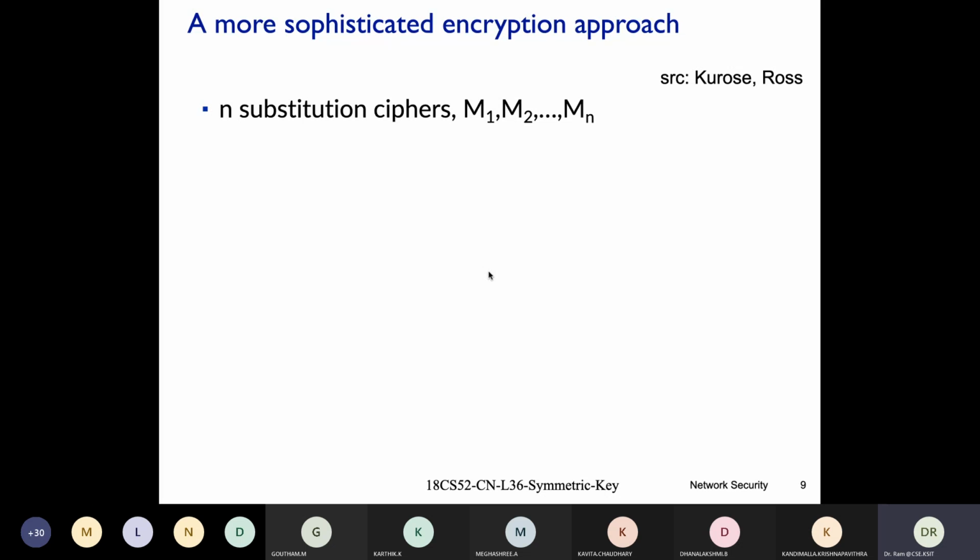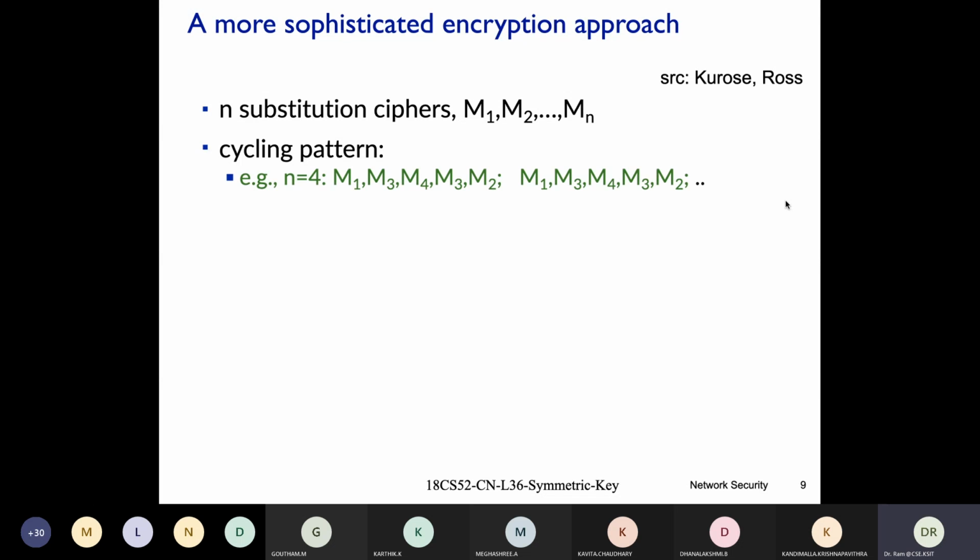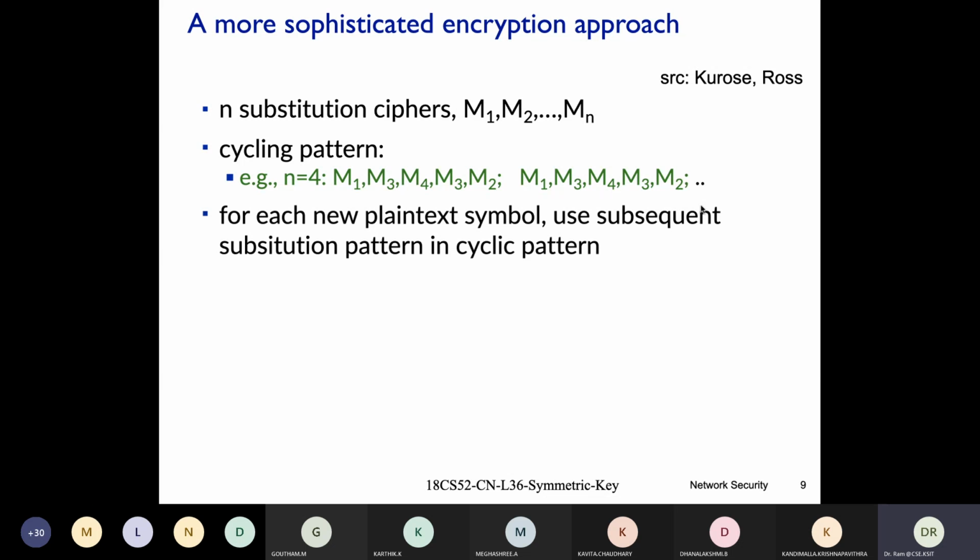Next best you can do is, rather than doing one substitution, you can do a series of substitutions. So plain text is converted first, then by the next substitution, and the next substitution, by doing n number of substitutions, and that's how the text would actually appear. So if n is equal to 4, you convert with m1, m2, m3, m4, then the cycle will repeat, and so on and so forth. And that's what will do the conversion.